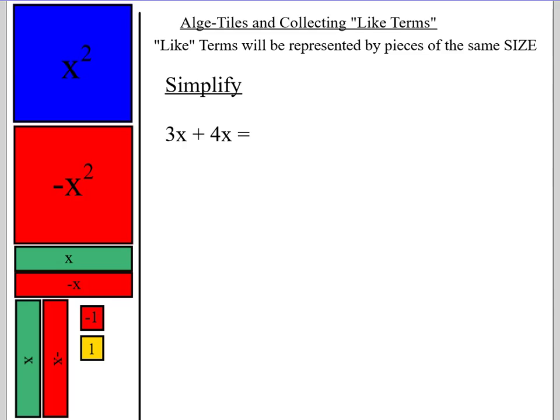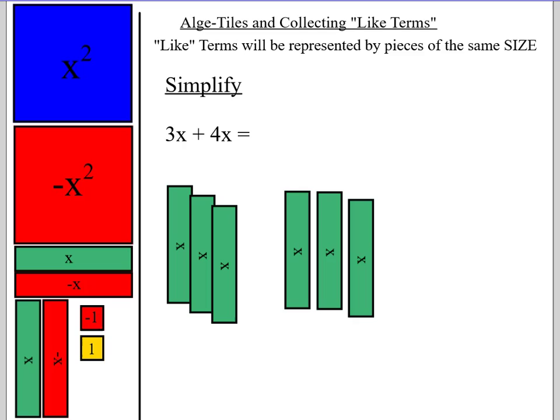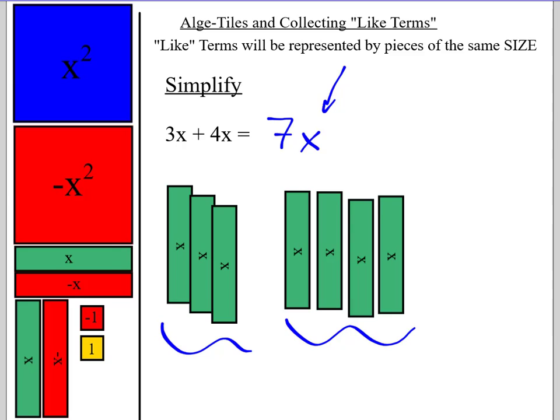So in this case, I have 3x plus 4x. Now we can see these are all the same shape. They're all x's. Okay, so if I counted those up, I would see I have 7 of those shapes. So we would say this is 7x. Okay, and the one thing I really want to point out is notice the exponent did not change. We just counted the number of these tiles that we had. Okay, so try not to confuse that with our exponent rules we learned the other day.